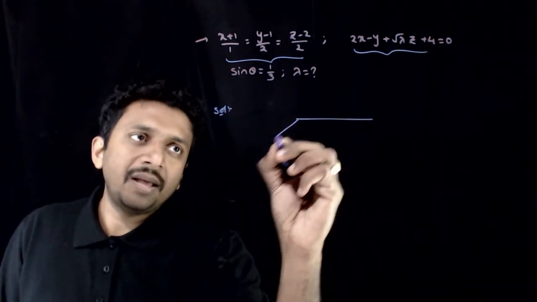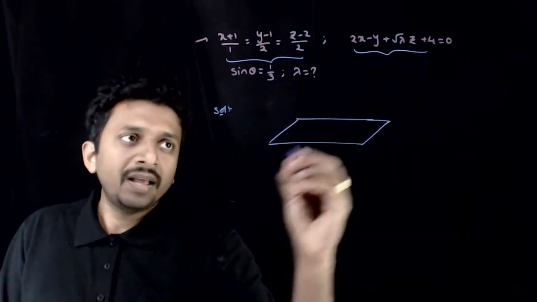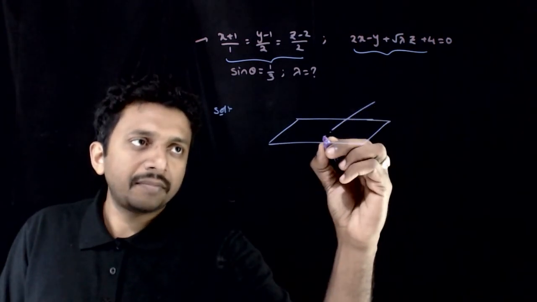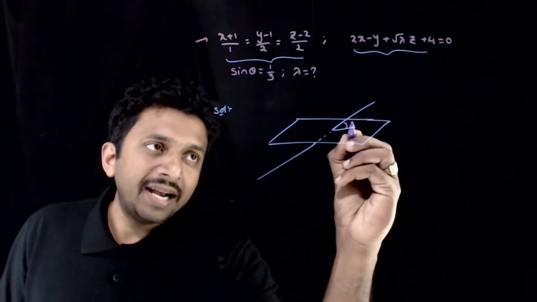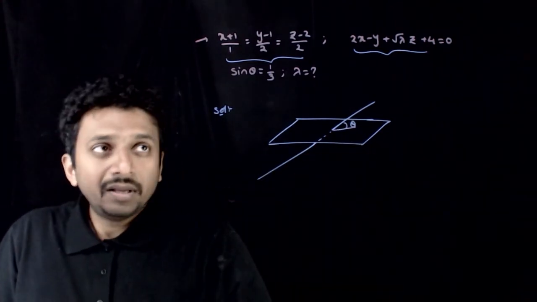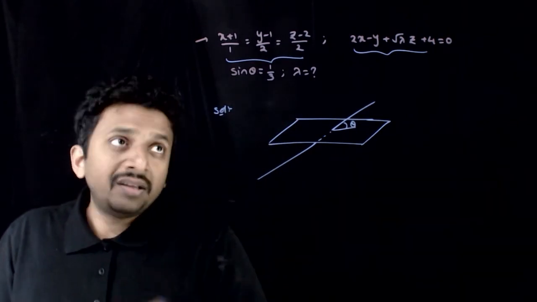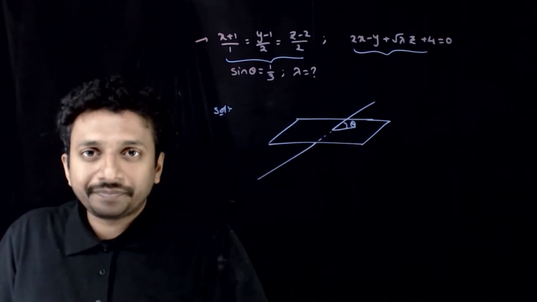So you have a plane and you have a line. Let theta be the angle between the line and the plane. Now sin theta is given as 1 by 3. If that is so, lambda is equal to what?